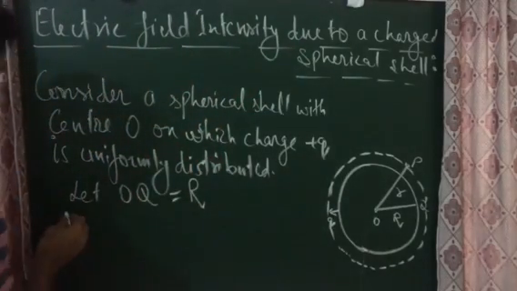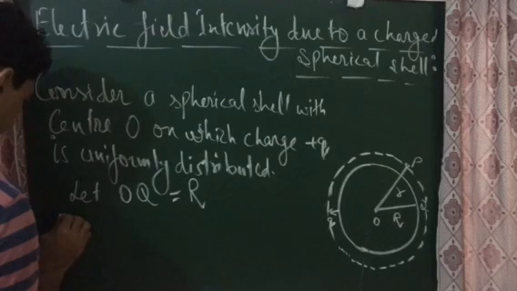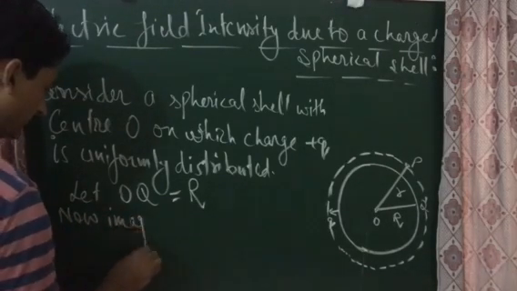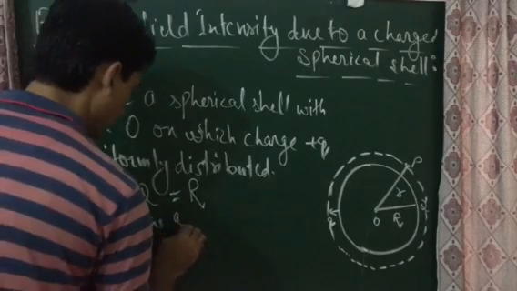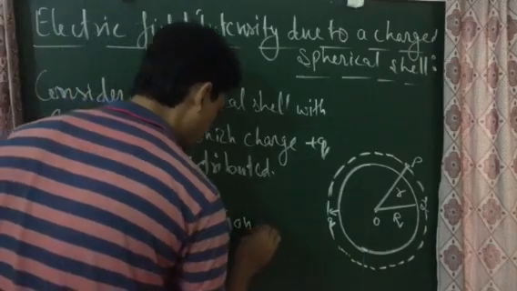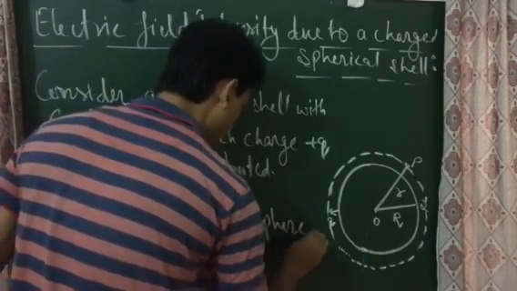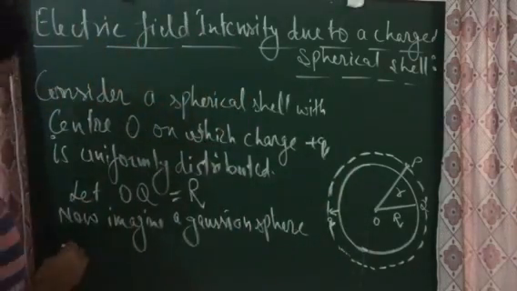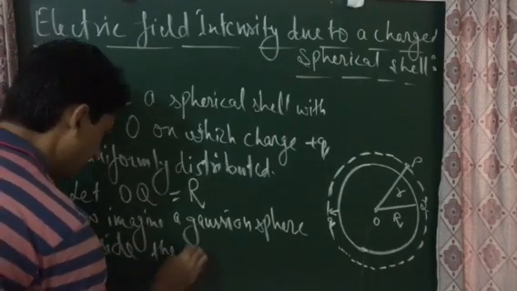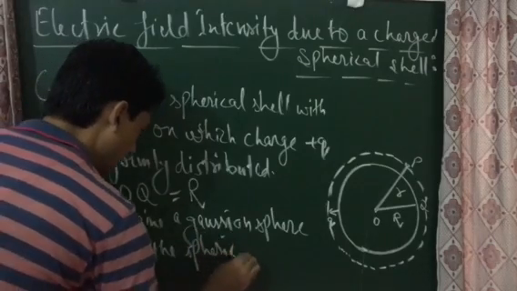So note down, please. Consider now, imagine a Gaussian surface or Gaussian sphere outside the spherical shell.